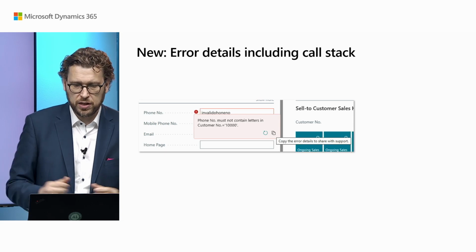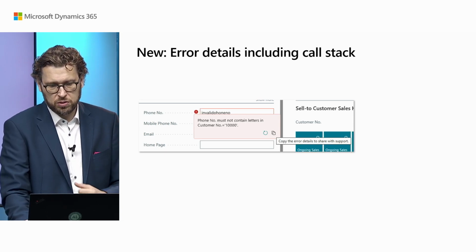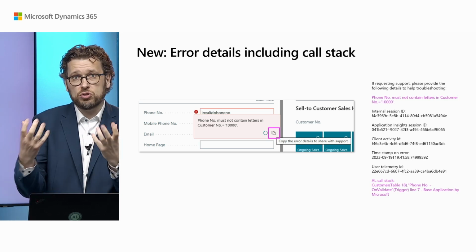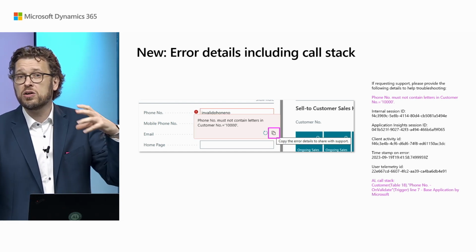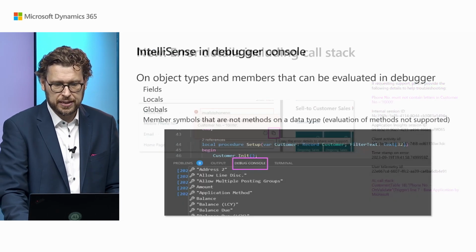So a couple of additional comments on this. In the error details, you now have the ability to copy the details, and that also shows the call stack. You can see that in purple at the bottom there. That's another way of getting some context about where the problem is.